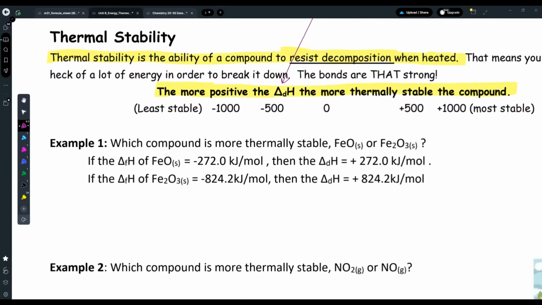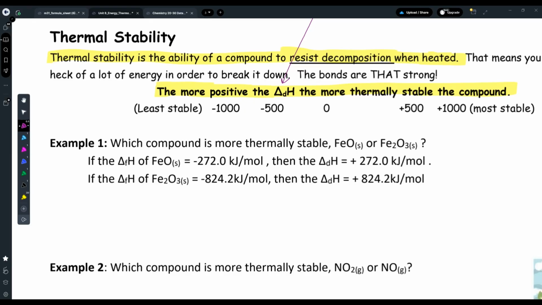Okay, so example 1, which compound is more thermally stable? Okay, iron 2 oxide or iron 3 oxide? So if the molar enthalpy of formation of iron 2 oxide is negative 272 kilojoules per mole, then the molar enthalpy of decomposition is positive 272. Now, if the molar enthalpy of formation for iron 3 oxide is negative 824.2 kilojoules per mole, then the molar enthalpy of decomposition of that same substance is positive 824.2 kilojoules per mole.